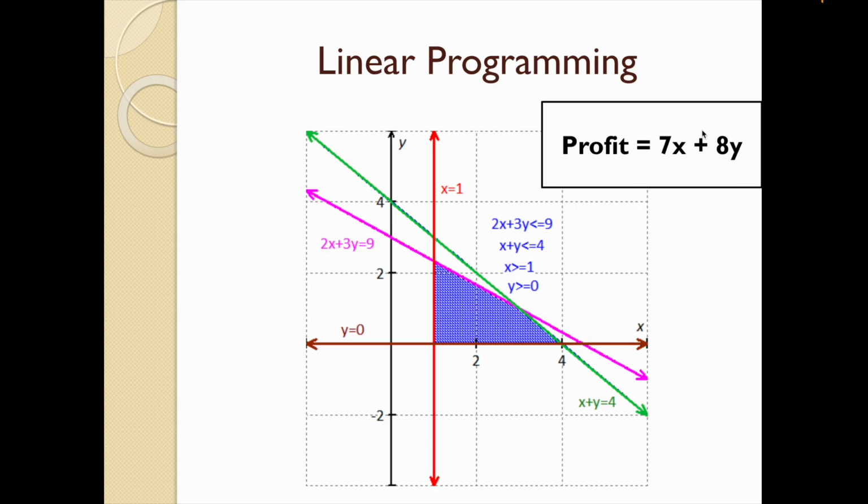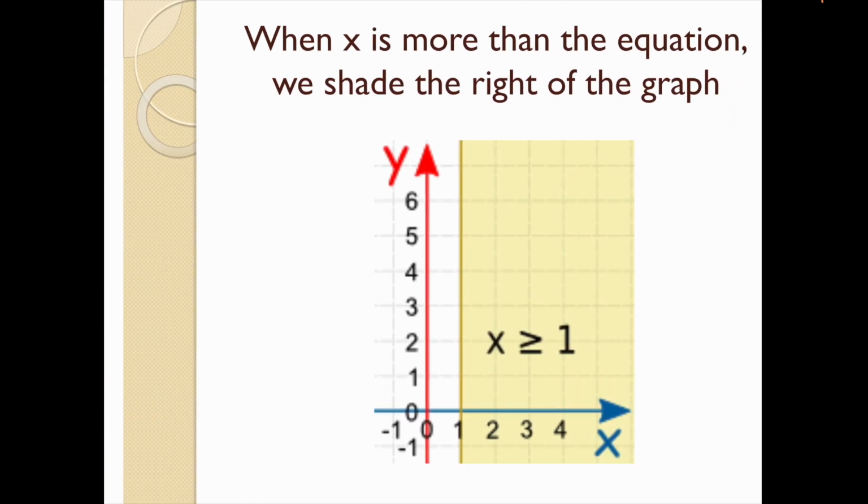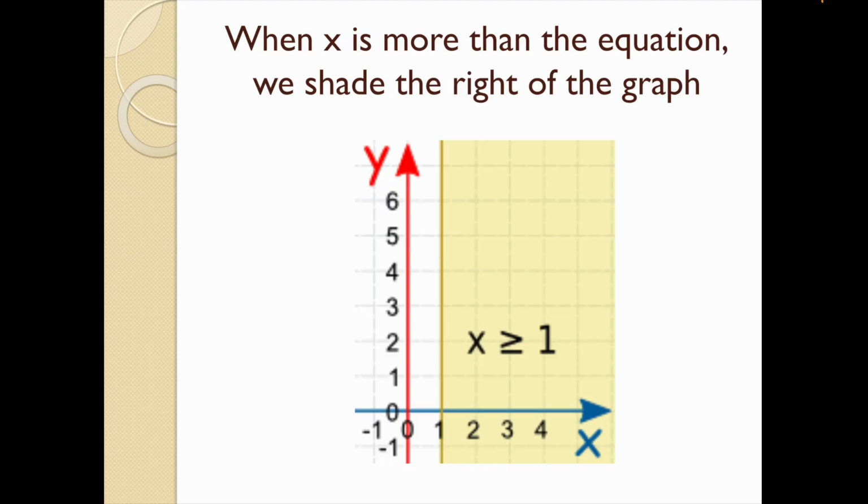Now this here that says profit is equal to 7x plus 8y, that's our objective function. So once we figure out what the points are that we're going to use, we're going to put them in this objective function to see which one gives us the best answer. So understanding how inequalities are shaded, that's the first thing we need to do. So the first thing, when x is more than the equation, we shade the right of the graph.